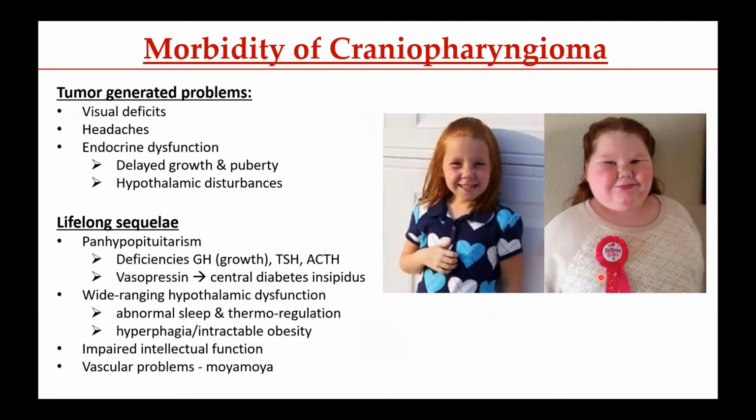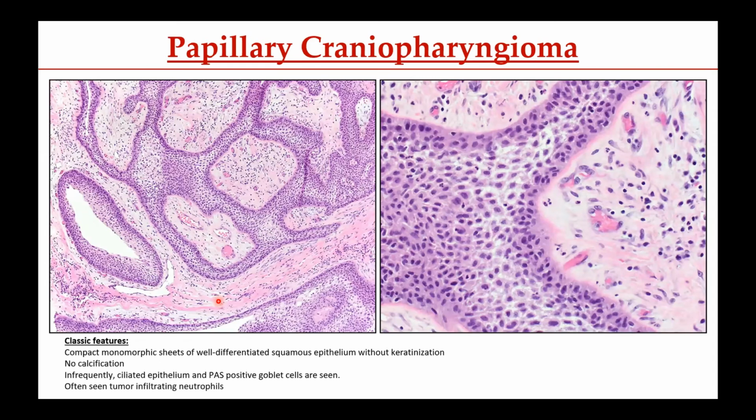This is an image of a young girl who had a craniopharyngioma. Post-resection, the tumor plus the surgery can lead to a lot of endocrine sequelae, delayed growth and puberty, hypothalamic disturbances that can lead to morbid obesity and other problems, vascular problems like moyamoya, impaired intellectual function, hypothalamic dysfunction, panhypopituitarism. It's really a low-grade tumor in terms of histology, but with very dramatic effects on people's lives.